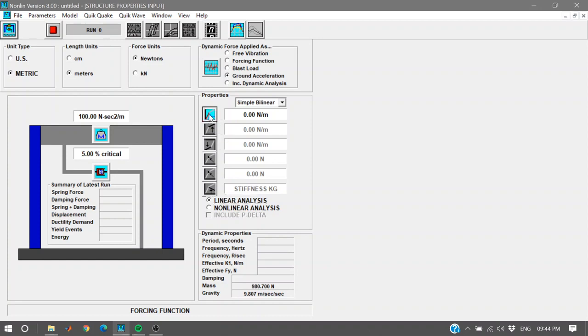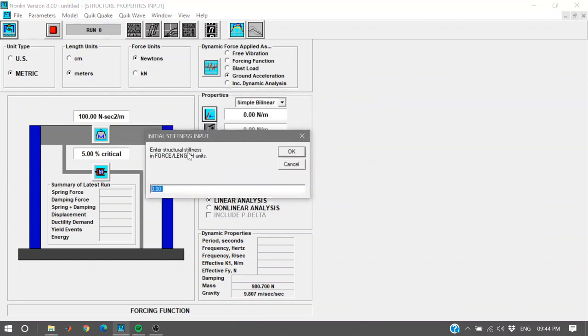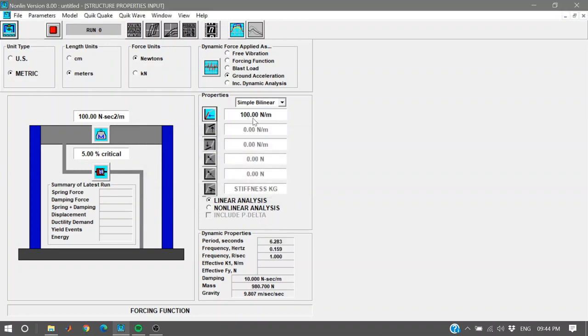So if I click on this button, again one pop-up window arises. Here I need to give my stiffness, and if you remember, our initial force was Newton and length was in meter. So the stiffness is Newton per meter. So again, considering my stiffness to be 100 Newton per meter, clicking OK. Here we can see 100 Newton per meter is there, and linear case.